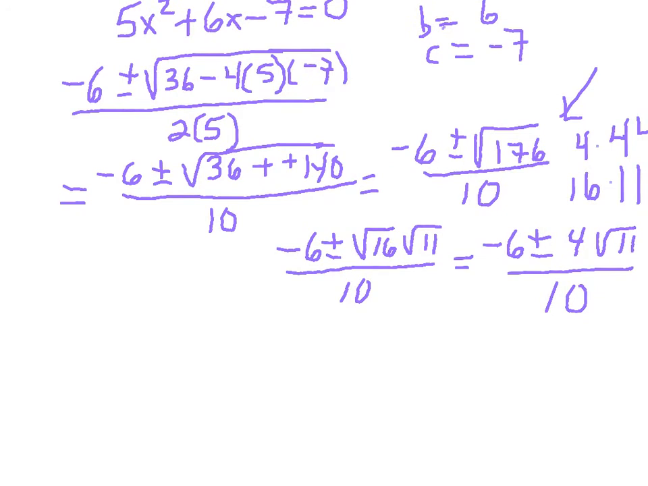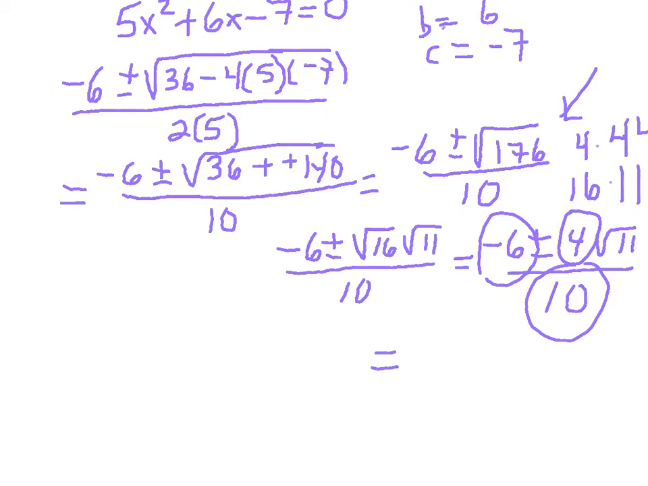And now what I need to do is I need to see if I can reduce. I can't touch the 11 because it's under the square root, but if there's a number that's common to the negative 6 and the 4 and the 10, I have to reduce that. And you notice that they're all even numbers, so I can reduce all those by 2.